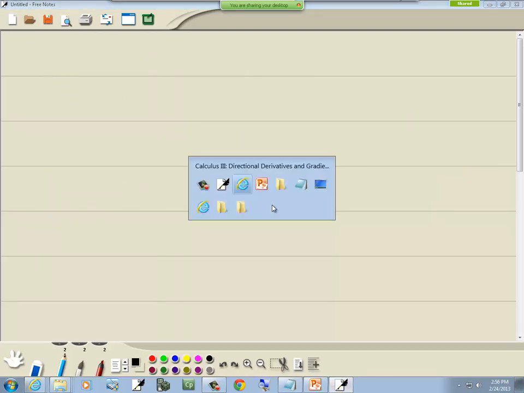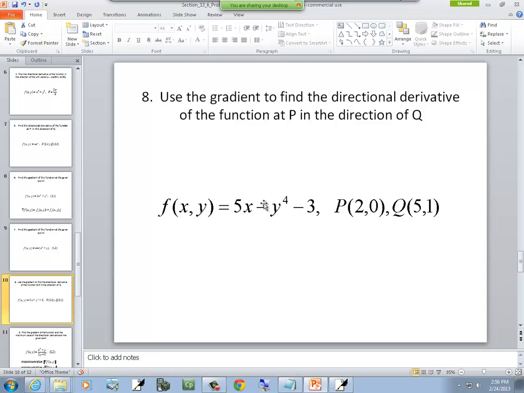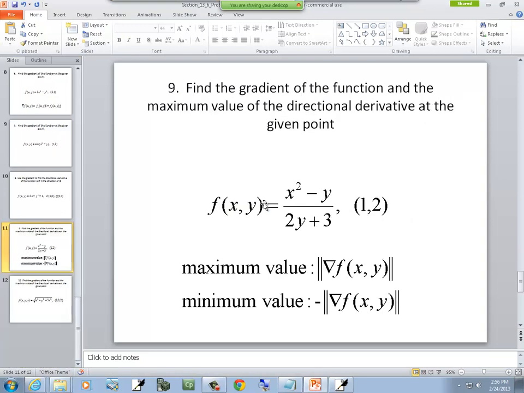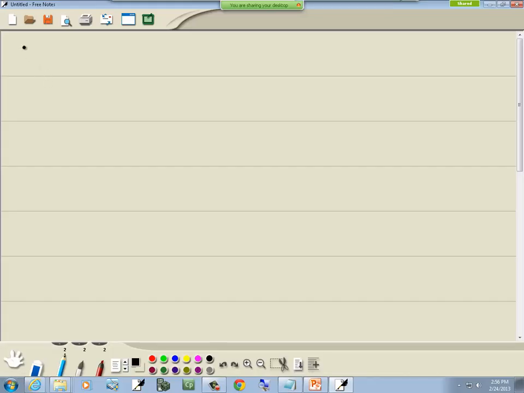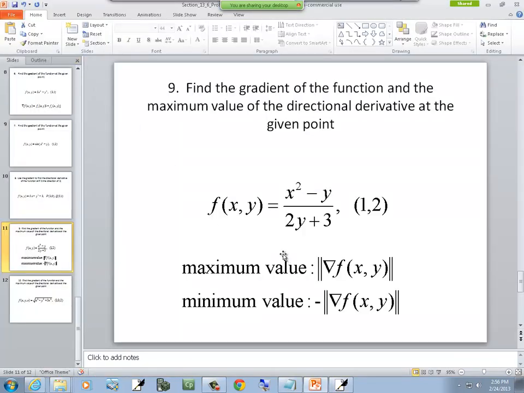What's a gradient used for? I mean, the directional derivative is kind of obvious. It tells you the rate of change at any particular point in any particular direction. But the gradient, why did we look at that? One of the purposes is given with this example. It says, find the gradient of the function and the maximum value of the directional derivative at the given point.